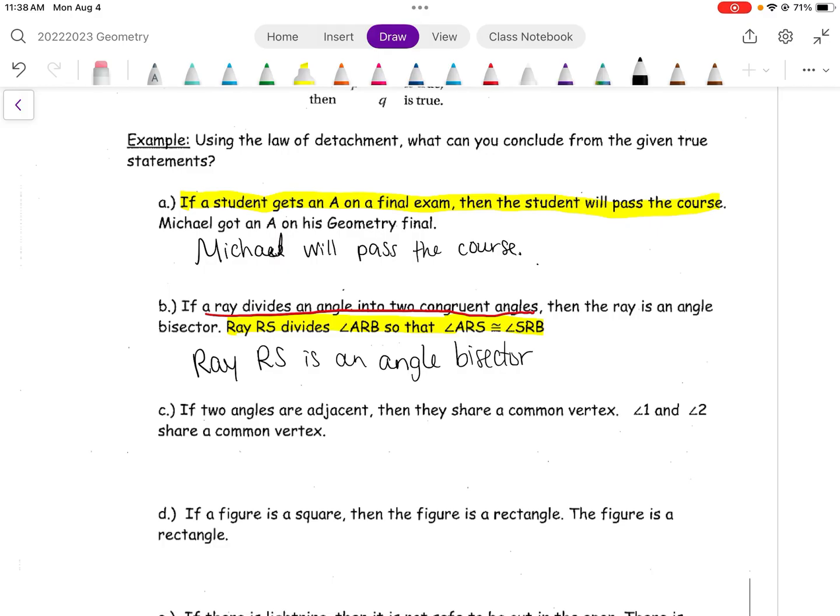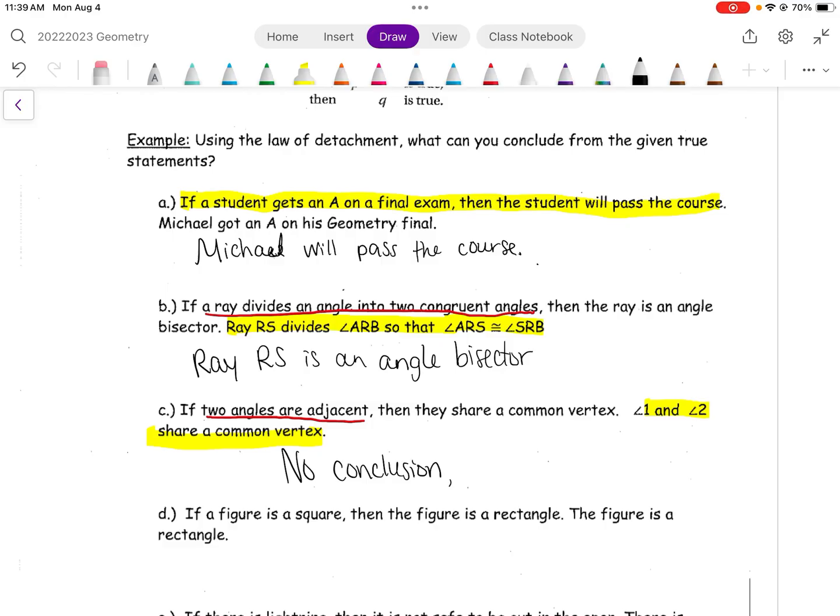Okay, part C. I want you to try this. Pause it, read it, think about it, see if you can come up with a conclusion. If two angles are adjacent, they share a common vertex. Angles 1 and 2 share a common vertex. This probably tricked some of you guys. Does this statement match the hypothesis? This is saying 1 and 2 share a vertex. The hypothesis is that they're adjacent. These two do not match. This actually matches the conclusion, so we cannot form any conclusion.